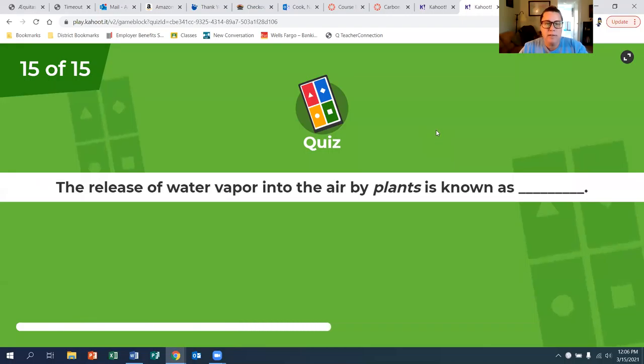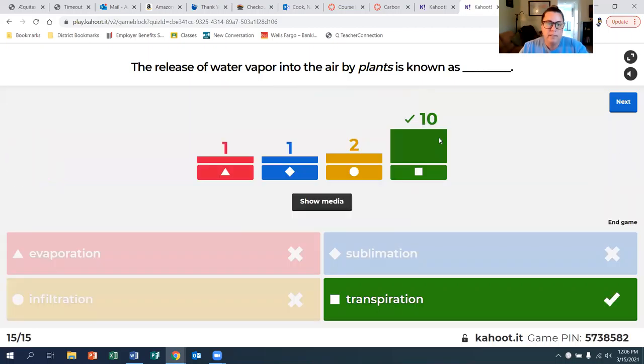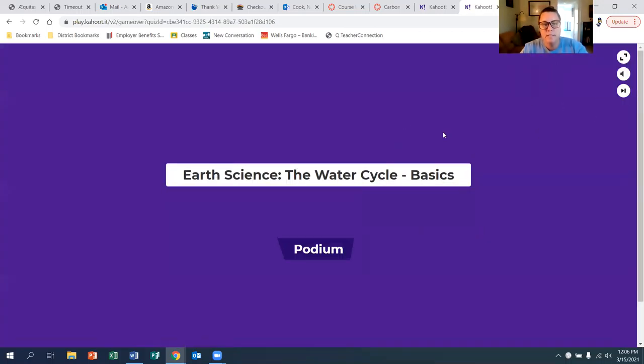The release of water vapor into the air by plants is known as transpiration. Again, that needs to be on your diagram that you're going to create for me. Let's see how we did today.